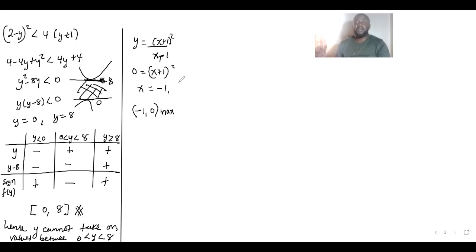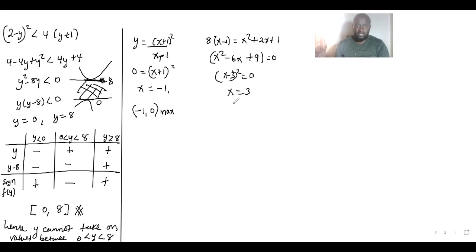Then, according to this other one, when you substitute y is 8, you'll have 8 into x minus 1 is equal to x squared plus 2x plus 1, which will give us x squared minus 6x plus 9 is equal to 0. And this is x minus 3 squared is 0. And this gives me x is 3 repeated, which means we shall have 3, 8.